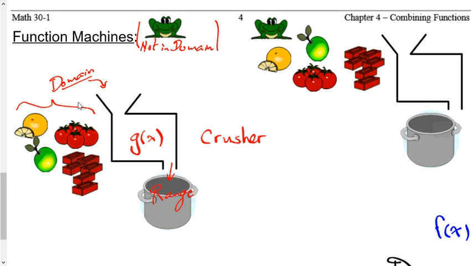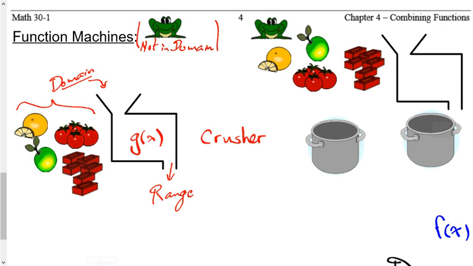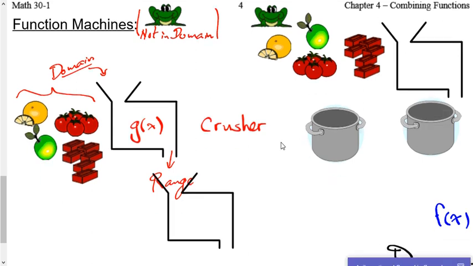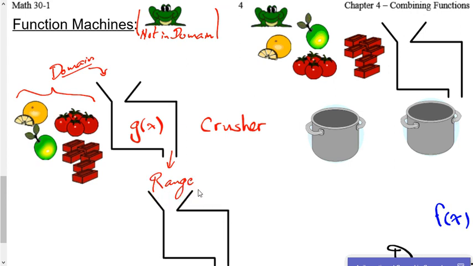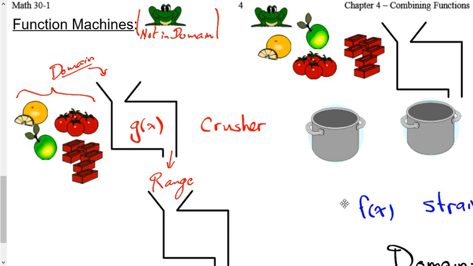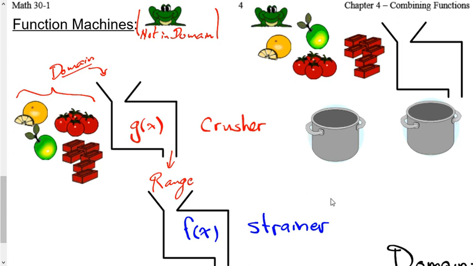Now suppose I didn't want to stop here. Suppose I wanted to go a little bit further with this whole process. I'm going to move this pot out of the way, and I'm not going to erase that, but I'm going to ask, what if I want to take that output and do something with it? So that output is going to become input for another function. My other function I'm going to say is f of x, and this is a strainer.